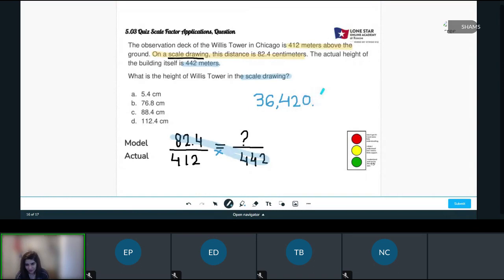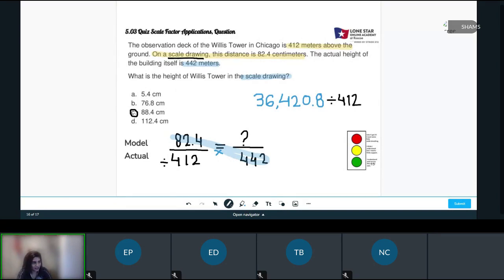And divide by 412. Okay, here I think we have a mistake. I have an answer in the chat from Nina. Nina says 88.4. Nina, you're right. Make sure you don't check A, B, C, D, but check your numeric answer, which is going to be 88.4. That is true. Are there any questions? Let us know before we move on.